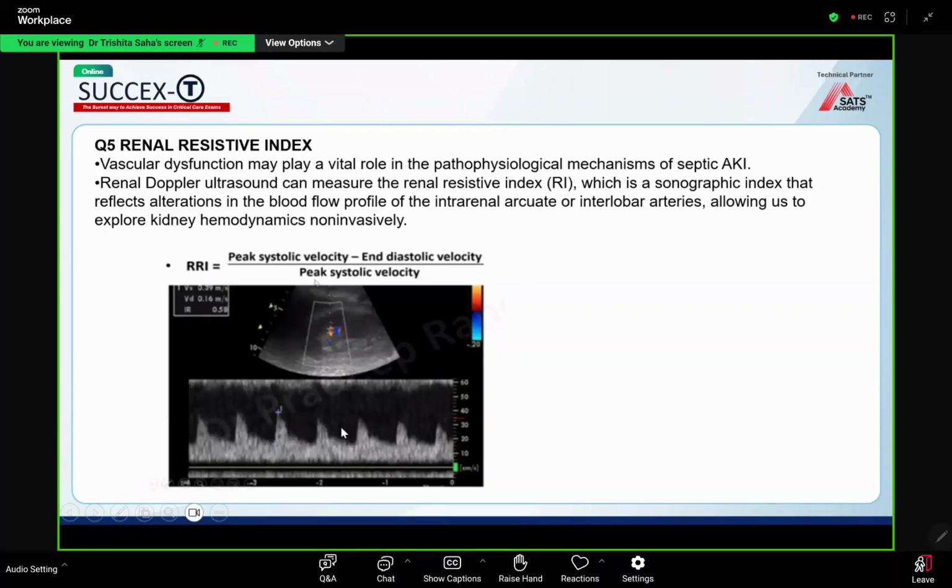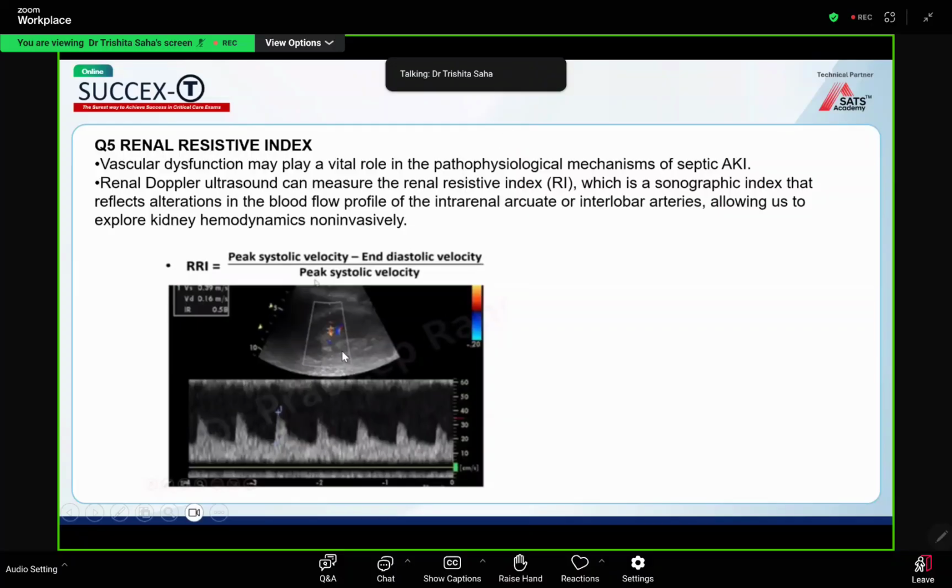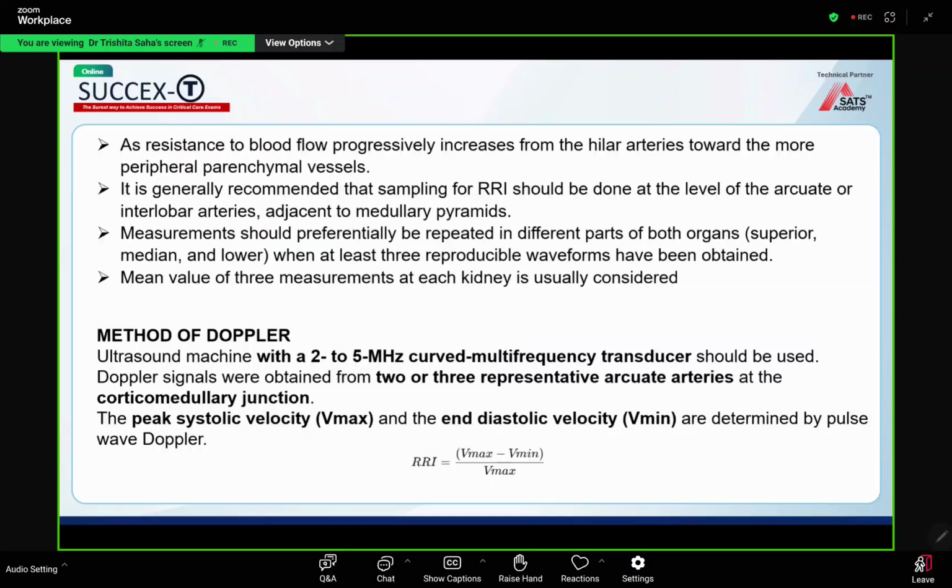It is basically the measurement of the peak systolic, that is this systolic peak you can see, minus the end diastolic velocity divided by the peak systolic velocity. That gives you the renal resistive index. So why do we measure only the interlobar artery?